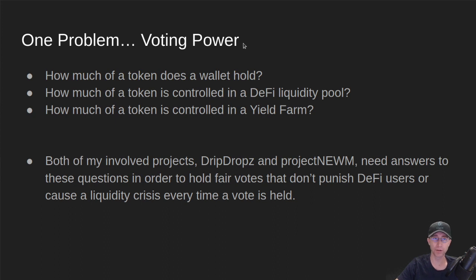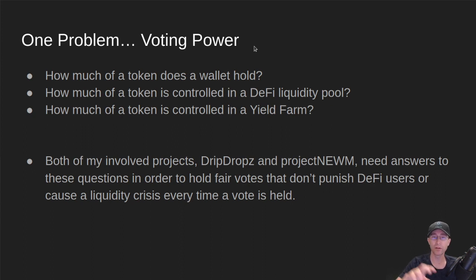So you've got this token and you need to know a number of things. One, how much of the token is held in any given staked wallet on the blockchain? That's the first problem, and it's fairly simple to do. But then you also have different layers of the onion. Maybe some of your tokens are held in a DEX liquidity pool. Those people still technically control those tokens, but they're not held in their wallet. So how do we snapshot those and give those people some voting power as well?